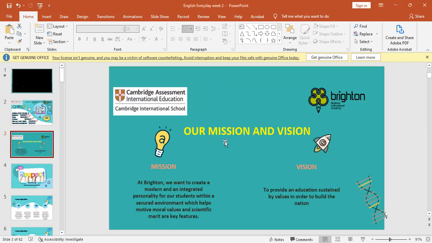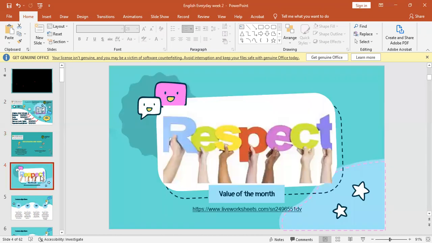look at our mission and vision at Brighton International Academy. Here at Brighton, we want to create a modern and an integrated personality for our students within a secured environment, which helps motivate moral values and scientific merit as key features. And our vision is to provide an education sustained by values in order to build the nation. Talking about values, the value for the month still remains what? Respect. So who are we supposed to respect, guys? Everybody. Whether the person is big or small, we respect everybody. And in return, we get respect.